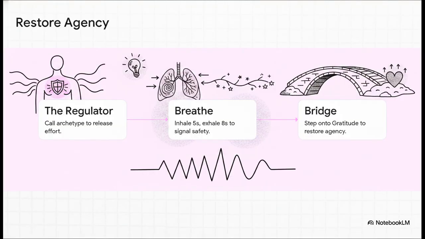So how do you actually get to this bridge? The method gives us a highly actionable somatic protocol. First, you activate the regulator archetype. That's an internal software module that essentially says, release all effort. Just stop trying to fix the problem from a state of panic. Second, you use your hardware. Inhale for 5 seconds and exhale for 8 seconds. That longer exhale hits the neural reset button, signaling safety directly to your vagus nerve. Once that biological safety is established, boom, step onto the gratitude bridge. Your agency is restored, you've stopped the crash.